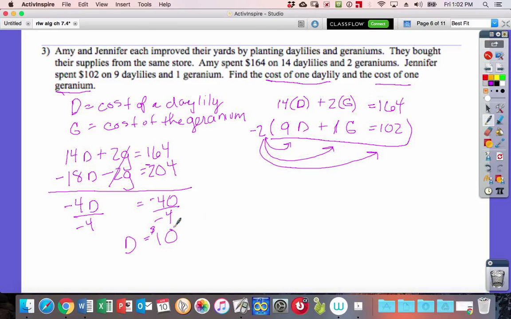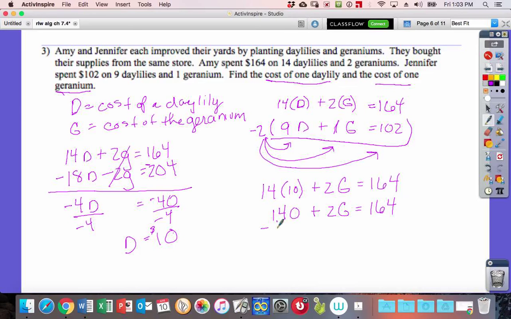So I'm going to take the value that D is 10, and I'm going to plug it into either this one up here or this one down here. I get to pick. I'm going to pick the top one. 14 times my daylilies cost 10. I do not know what my geraniums are. There. Do you see where I took this 10 and I substituted it in right there? Okay, I now have 14 times 10 is 140 plus 2G is equal to 164.